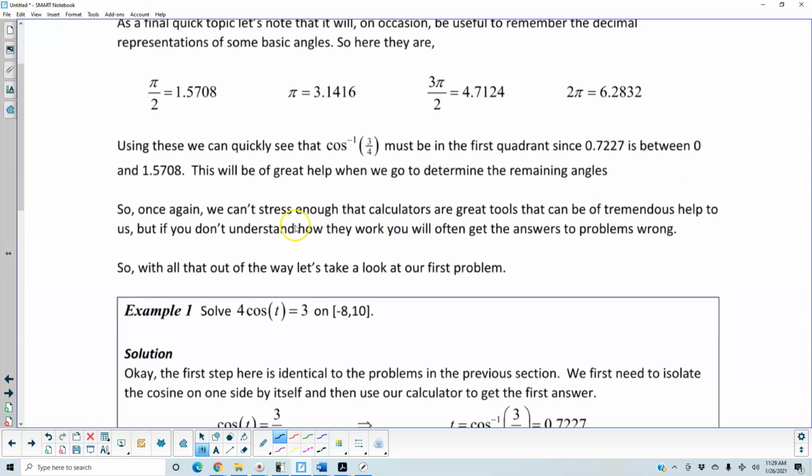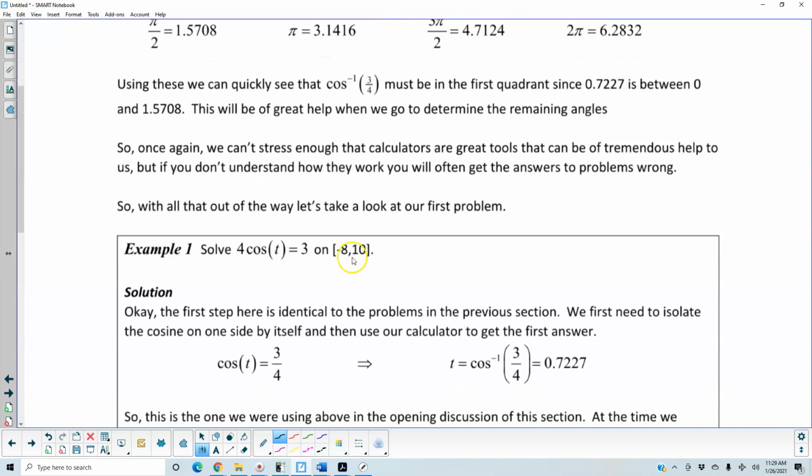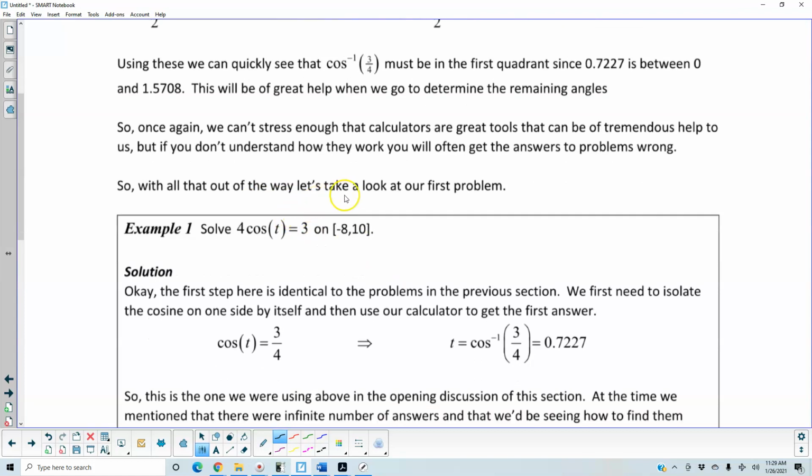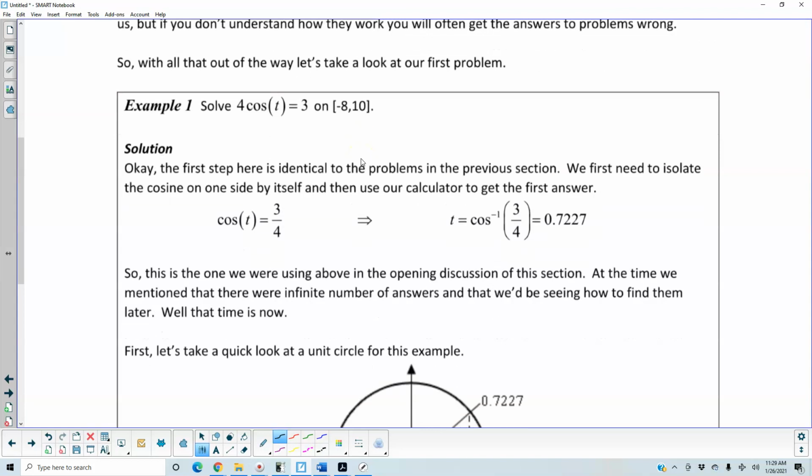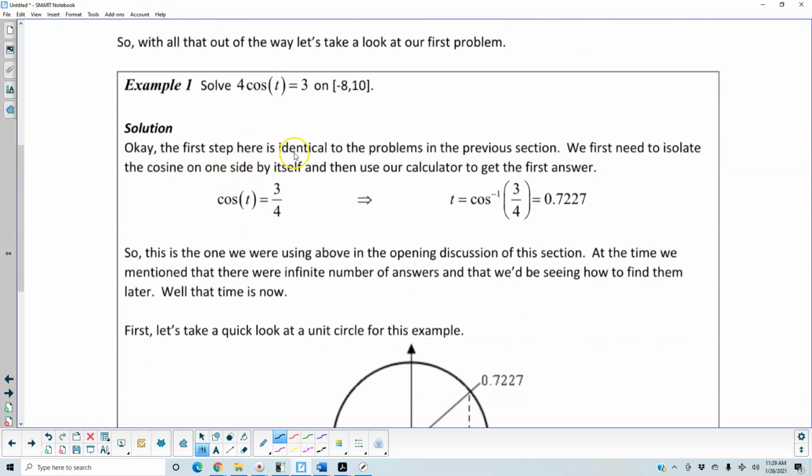So once again, can't stress enough that calculators are great tools that can be of tremendous help to us, but if you don't understand how they work, you will often get the answers to problems wrong. So with all that out of the way, let's take a look at our first problem. We want to solve 4 times the cosine of t, which is equal to 3, on the interval between -8 and 10. Okay, so the first step here is identical to the problems in the previous section.